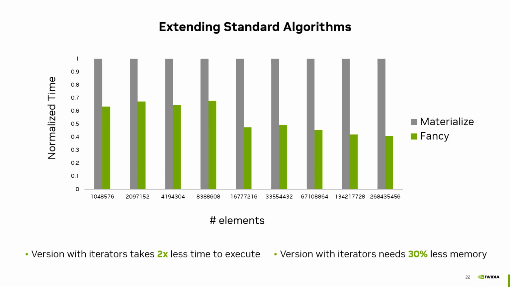But performance isn't the only benefit. Fancy iterators also drastically reduce memory usage. For instance, if your GPU has 8 gigabytes of memory and each vector takes up 4 gigabytes, then you've essentially used up all available space by just storing A and B. In that scenario, a materializing approach, which needs extra storage for the difference vector, would fail. Meanwhile, the fancy iterator-based version requires no extra space and would work just fine.